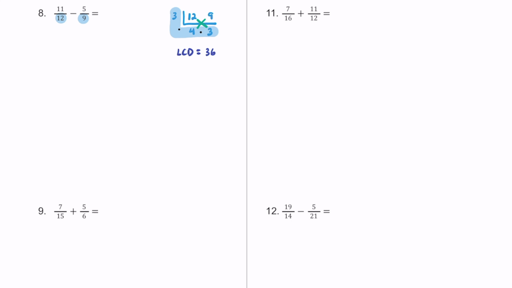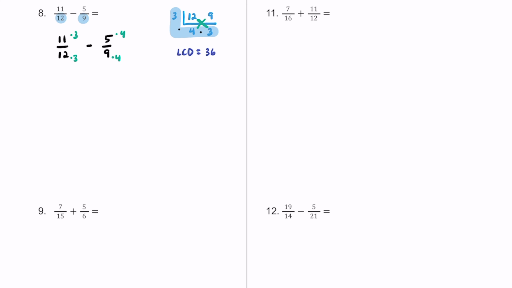All right, so let's go ahead and use that information here. Now to get 36, what does 12 need? We need 3 12s, or 3 multiples of 12 here. So we're going to do times 3 times 3. And then for the 9, what does a 9 need? Well, 9 times 4 is 36, so we need 4 of these 9s to get to 36.